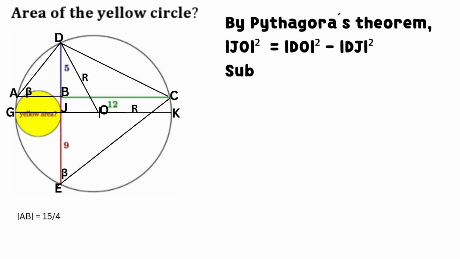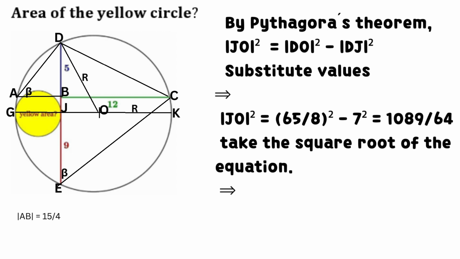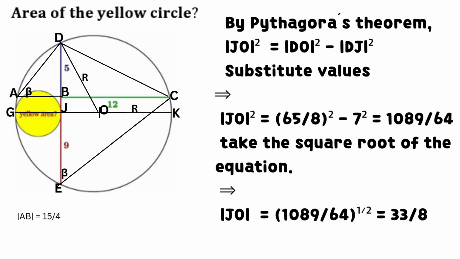By Pythagoras' theorem, the square of line JO equals the square of line DO minus the square of line DJ. Substitute values and we have that the square of line JO equals the square of 65 divided by 8 minus the square of 7, which equals 1089 divided by 64. Take the square root of the equation. This implies that line JO equals the square root of 1089 divided by 64, which equals 33 divided by 8.